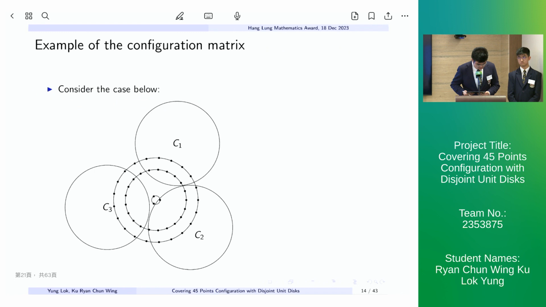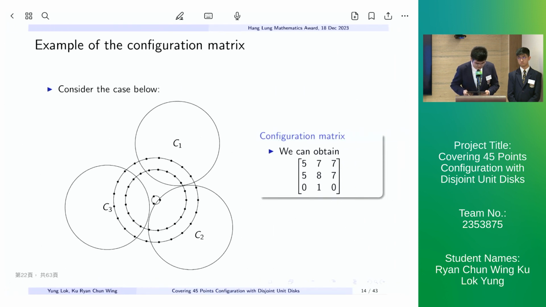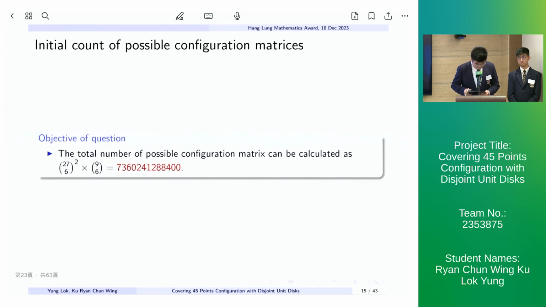For example, consider our following configuration. We can see that C1 covers 5 points in gamma C and gamma B, and no points in gamma A. C2 covers 7 points in gamma C, 8 points in gamma B, and 1 point in gamma A, while C3 covers 7 points in both gamma C and gamma B, and again no points in gamma A. Hence, the configuration matrix is as shown. From this configuration matrix, we can see that it's essentially a cyclic permutation, and hence calculated that there are over 7.3 trillion cases.